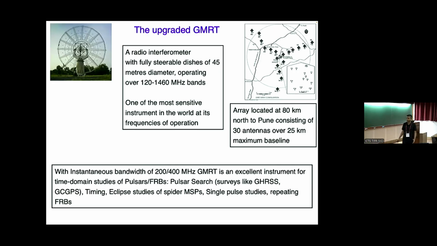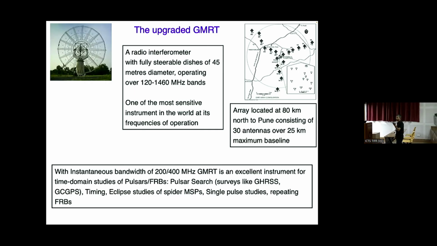So GMRT, as we are hearing about DSA, MeerKAT, is also one of the interferometers. Its operating frequency might be a little different from the other interferometers, running from 100 megahertz to 1500 megahertz. Baseline is 25 kilometers, which is important because that gives us the localization accuracy. And there are 30 antennas of 45 meter dishes. So compared to other interferometers which you heard about till morning, the GMRT dish is larger, which is giving us a large collecting area. Sensitivity is more, but it is giving us a smaller field of view.